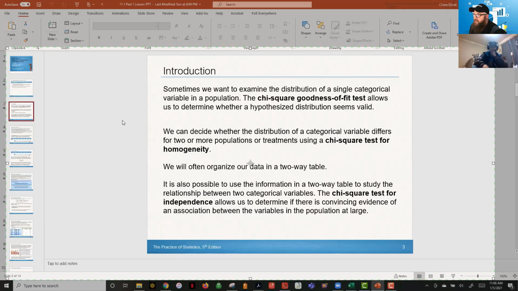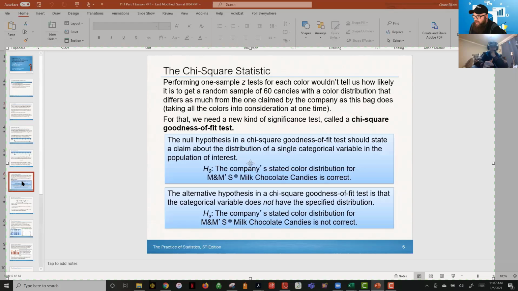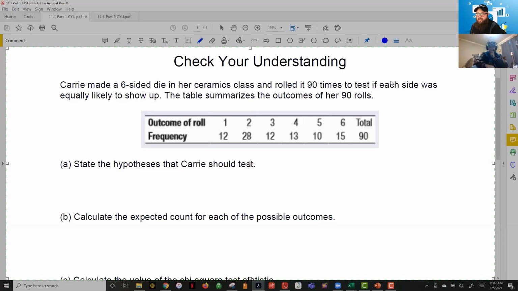With this one, it allows you to determine the hypothesized distribution and whether it seems valid. We're going to do the goodness of fit test, like the example here where they want to know if the milk chocolate candy's distribution is correct or not. That's the big thing we're looking at with this die. When we roll it, we want to see if it's a fair die or not a fair die.